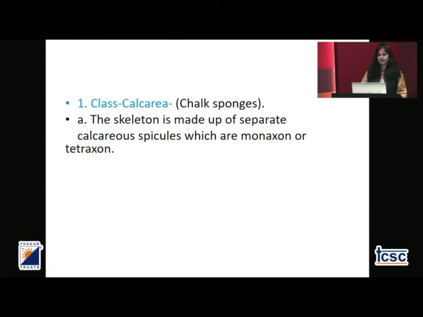Class Calcarea members are also called chalk sponges because the skeleton is made up of calcium carbonate spicules, that is, calcareous spicules. The spicules might be monaxon or tetraxon type.